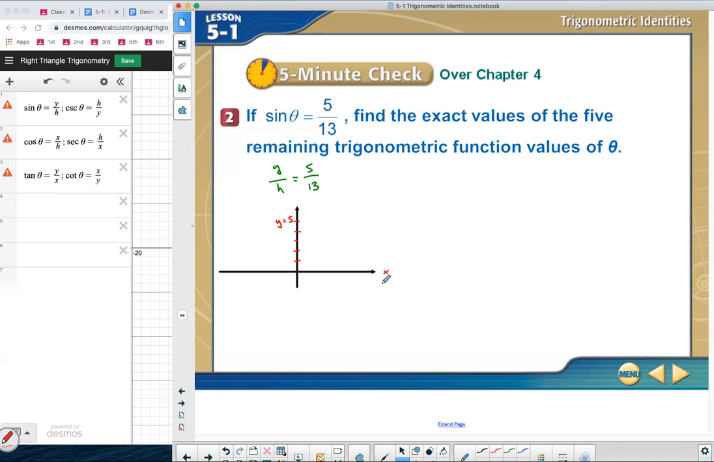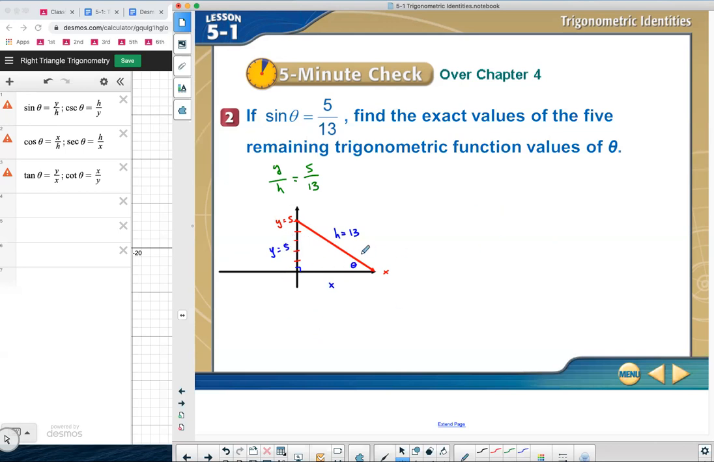We don't know x, but we do know our triangle has a hypotenuse length of 13. So it needs to be quite a bit longer than 5. So this is not really drawn to scale, but I'm just going to leave it like that. So here's my right angle. And so we'll say h is 13. Now, technically, do I know if it goes to the right or the left? No, I don't. But what we do know is that y is 5 and h is 13.